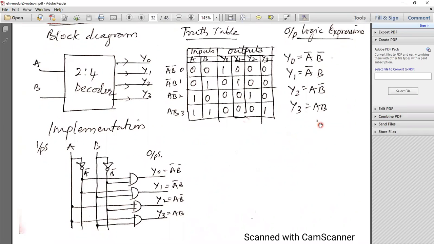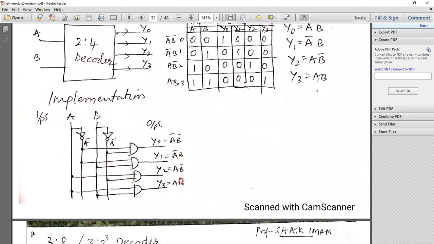Now, the basic implementation of this 2 to 4 decoder: a question will be asked to implement or realize a 2 to 4 decoder using basic gates. This is what we derived from the truth table: A bar B bar, A bar B, A B bar and A B. So 4 AND gates are required. Take the 4 AND gates, write the product terms being derived, and feed the corresponding inputs: take the inverted input A bar and the inversion of B, that is B bar. Similarly, the inputs are fed accordingly for deriving the corresponding Y output. This is how we can derive the decoder output.